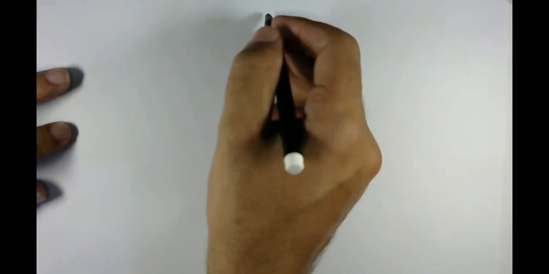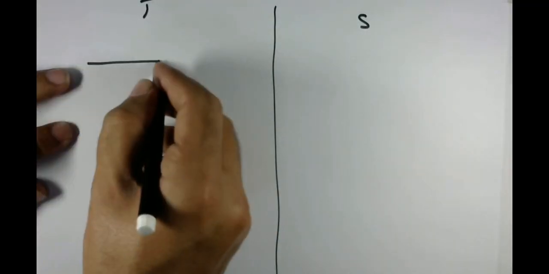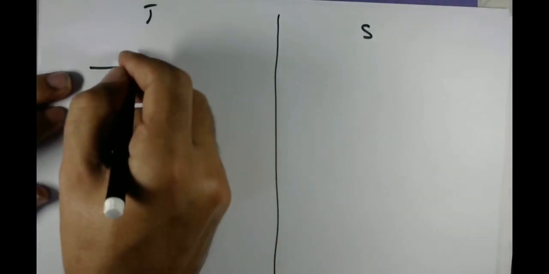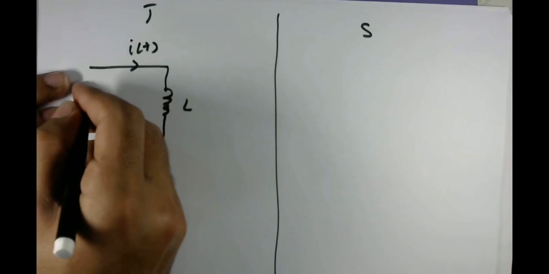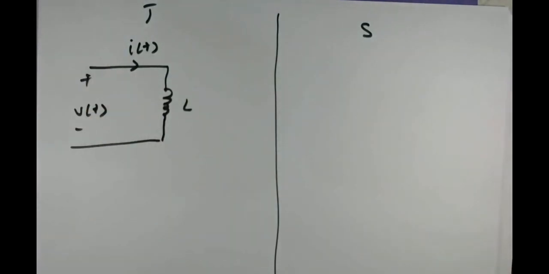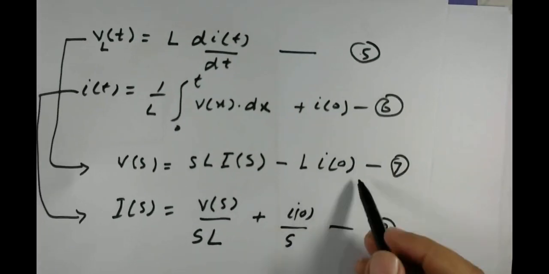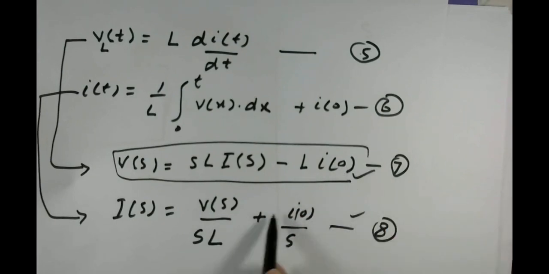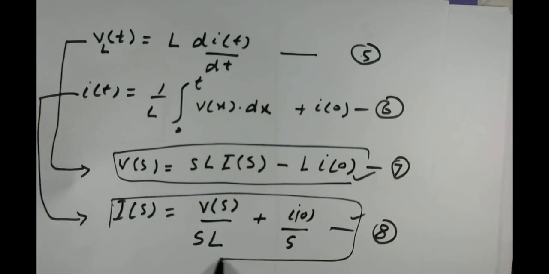So for the inductor circuit, again, this is the time domain, this is the S domain. In the time domain you have this inductor, with the current flowing through it, and this is your V of t. In the S domain we can use the equations we derived previously, equation 7 and equation 8. You can draw the circuit diagram for each of these equations.